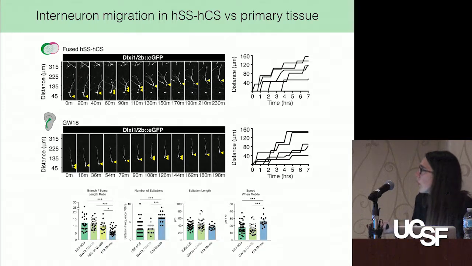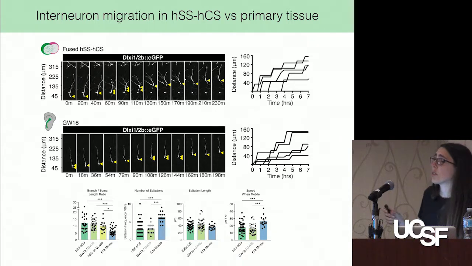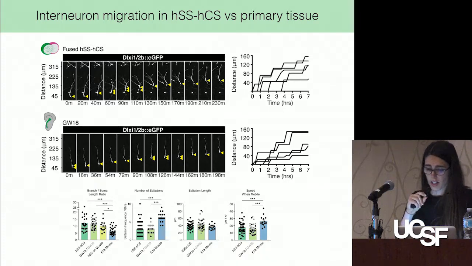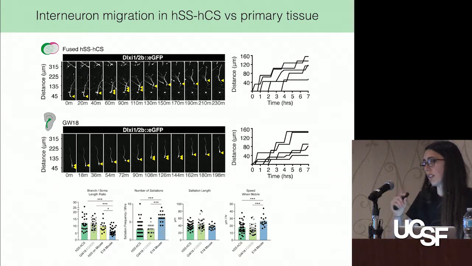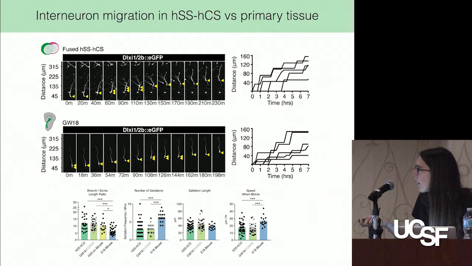And what you can hopefully see is that mouse interneurons are actually about half the size of human interneurons. And while they actually do more saltations over time, and therefore their speed is much higher, the length of each saltation is the same as humans. So that's that one here.